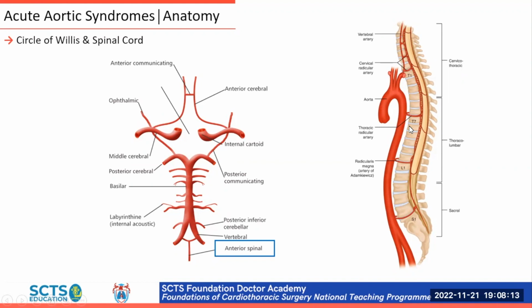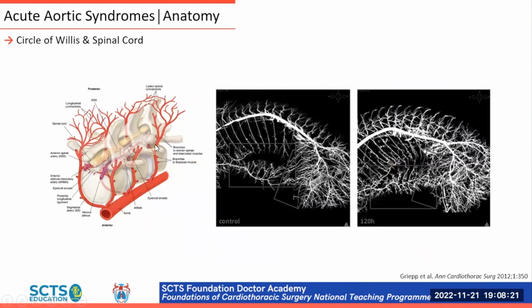You see on the right that from the aorta and from the subclavian artery, there is a strict correlation with the vascularization of the spinal cord. And this can clearly be summarized by this beautiful picture from the group, which will show you the strict correlation between the aorta and the spinal cord.